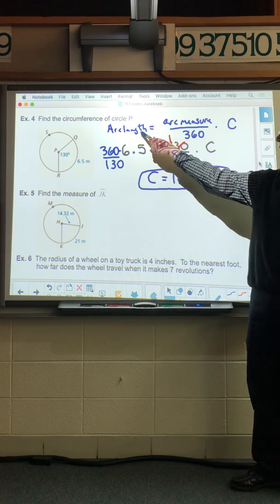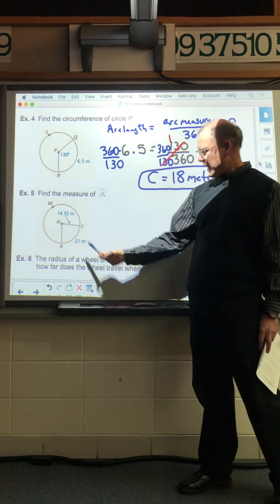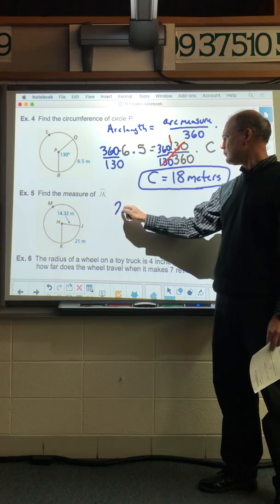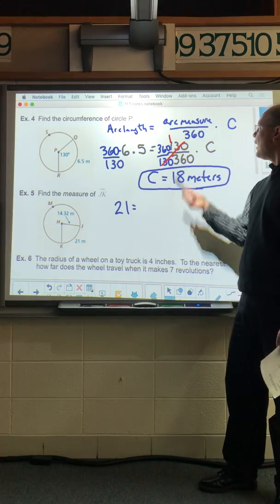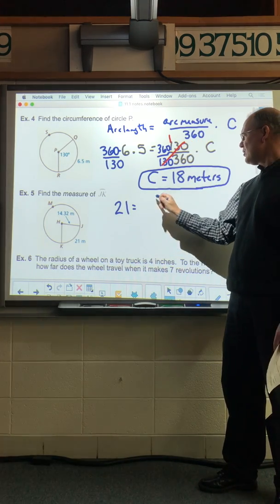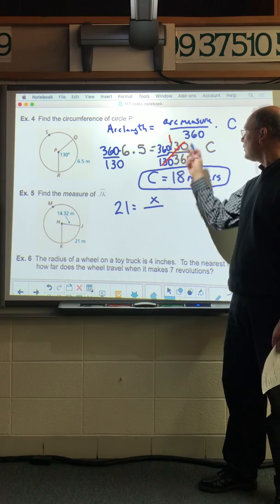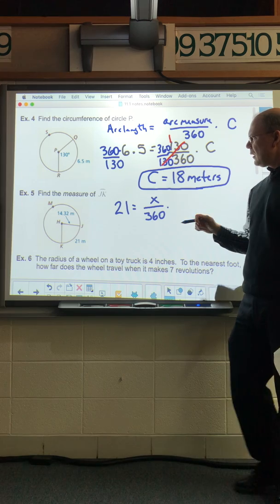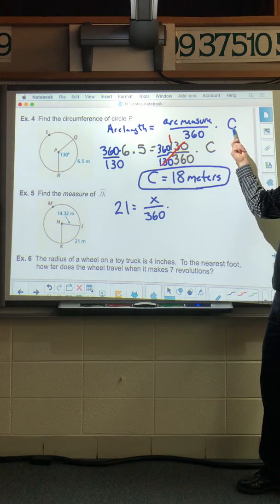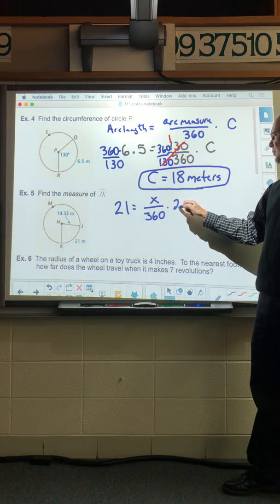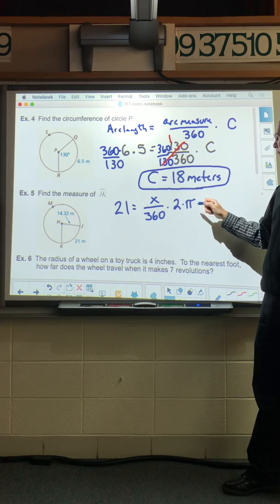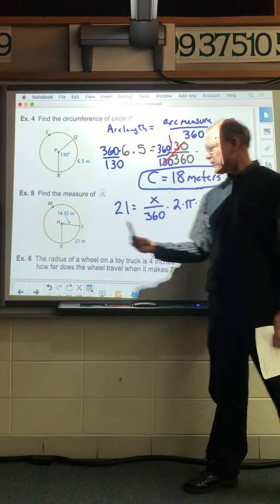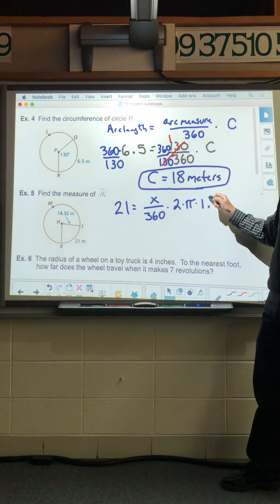Okay, so for arc length, I know the arc length is 21. I'm looking for the arc measure, so I'll call that x over 360. And then find the circumference, that would be 2 times pi times the radius. And here I do know the radius is 14.32.